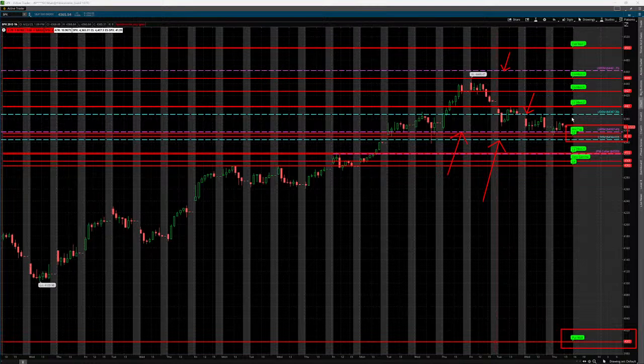The next level of interest is the 4,400 level, and that is the absolute gamma strike. That's the strike with the largest absolute negative and positive gamma. And then finally, the call wall at 4,500. That is the strike with the largest net positive gamma, and that can be expected to act as resistance.